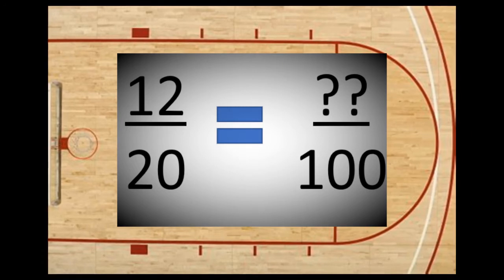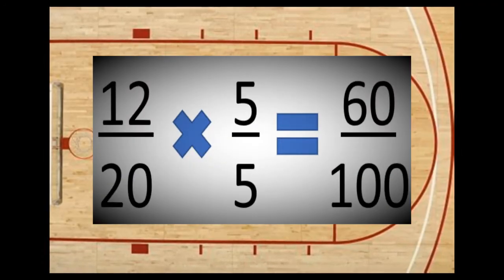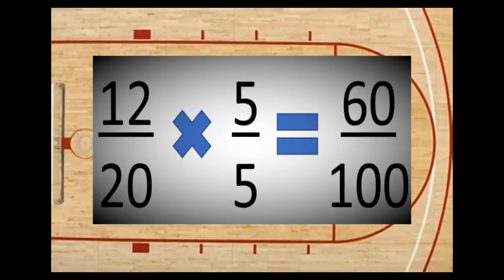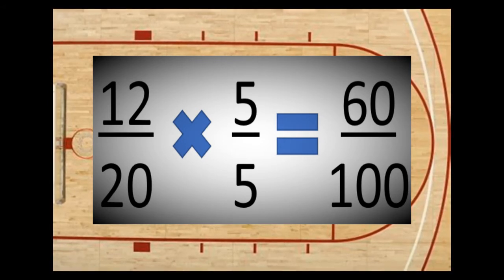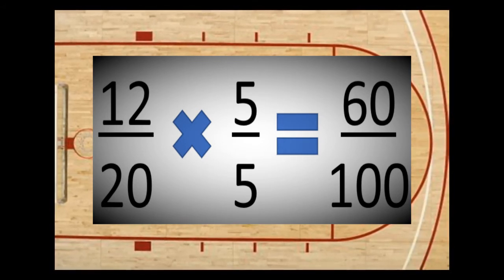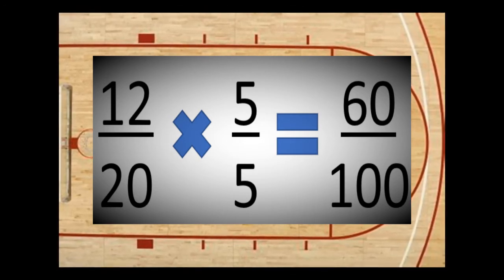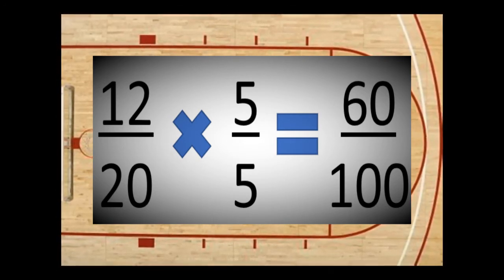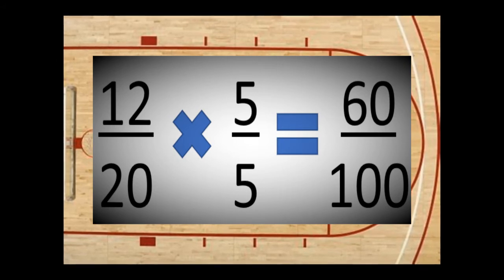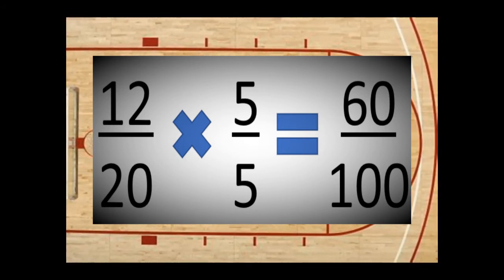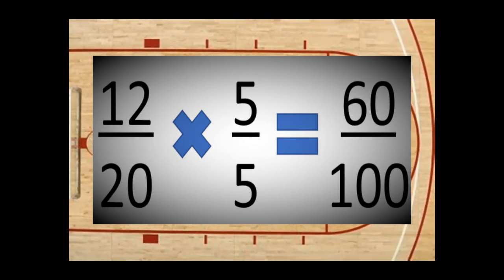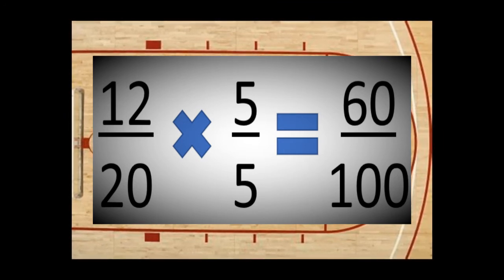We determine that we must multiply 20 by 5 to get 100. So to find the numerator, the top number, we must multiply 12 by 5. And we get 60 as the numerator. Our equivalent fraction is 60 over 100, or 60 out of 100.